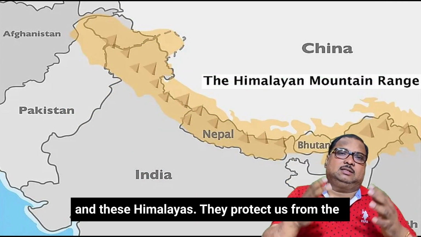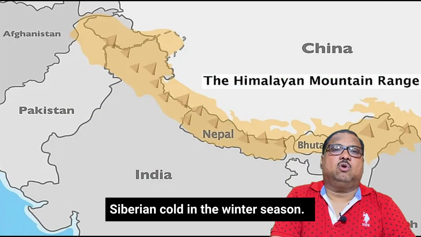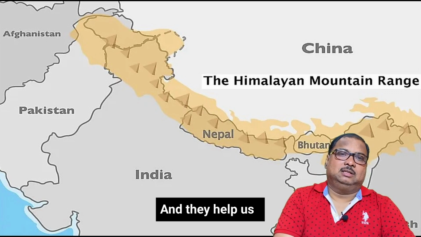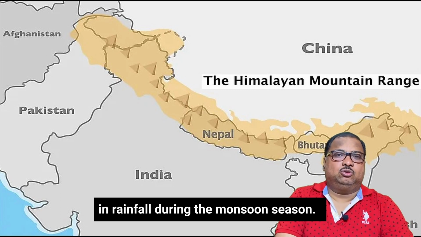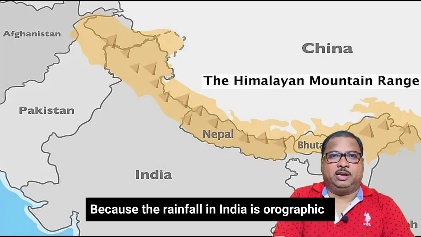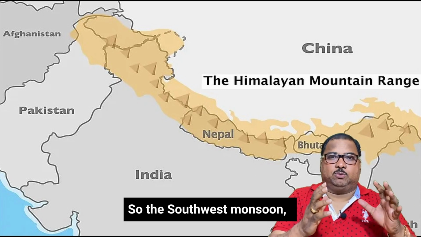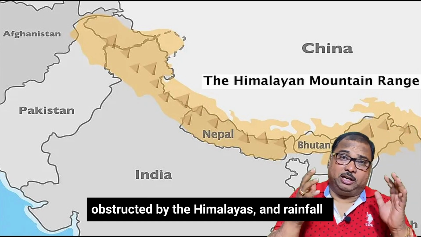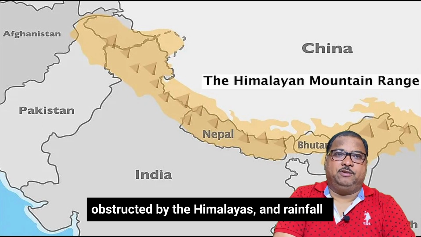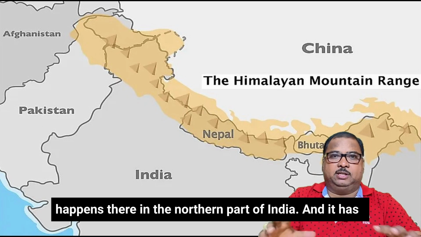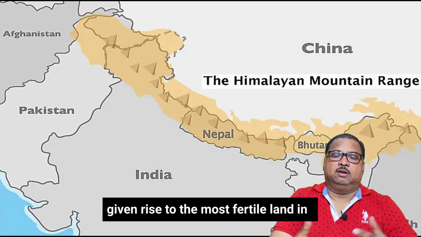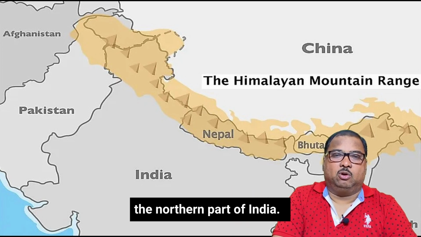and these Himalayas protect us from the Siberian cold in the winter season, and they help us in rainfall during the monsoon season, because the rainfall in India is orographic rainfall. So the southwest monsoon, when it flows over the Himalayas, is obstructed by the Himalayas, and rainfall happens there in the northern part of India, and it has given rise to the most fertile land in the northern part of India.